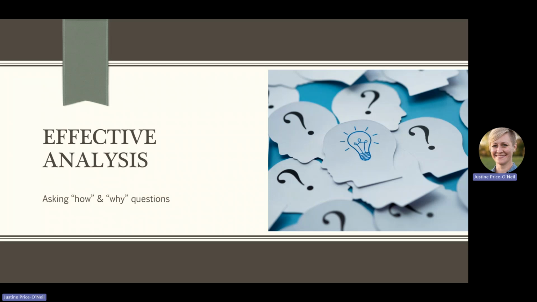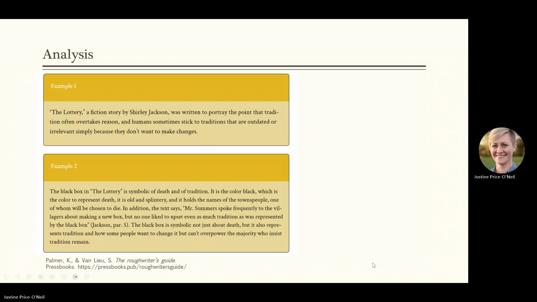Okay, now let's shift and look at examples of how to analyze effectively. So it's here where you should be digging a little deeper by asking and answering how or why questions. So here's some examples of effective analysis. The first one here, same topic, The Lottery, a fiction story by Shirley Jackson, was written to portray the point that tradition often overtakes reason, and humans sometimes stick to traditions that are outdated or irrelevant simply because they don't want to make changes. Okay, so that's different than what we were talking about earlier. Let's look at the second one.